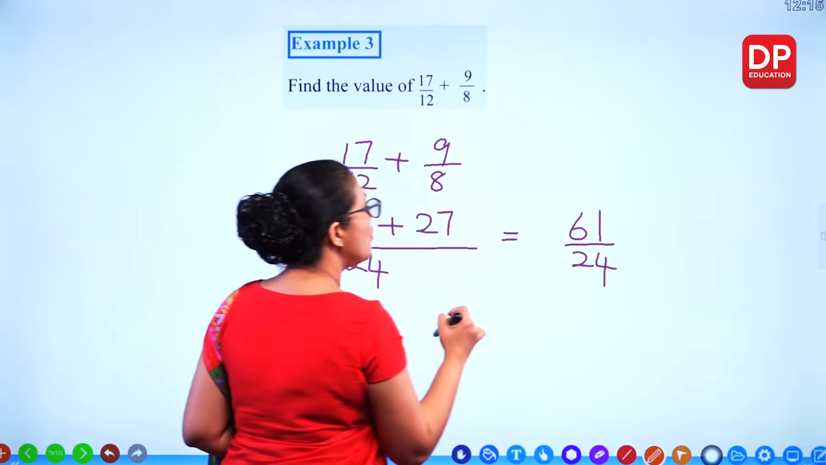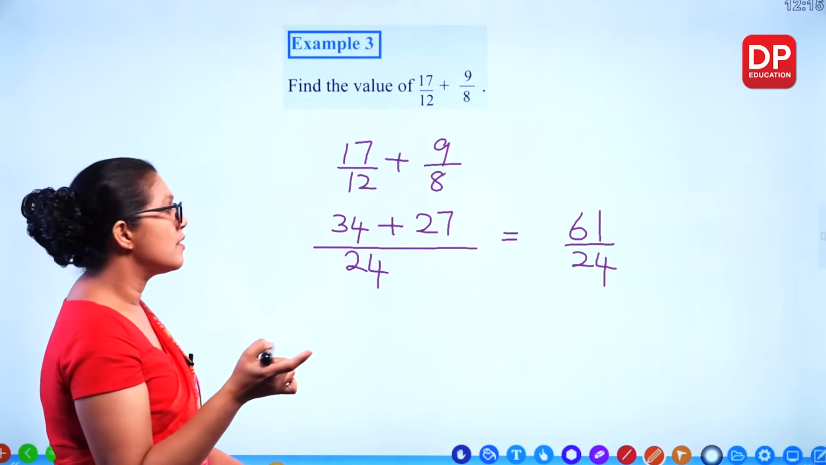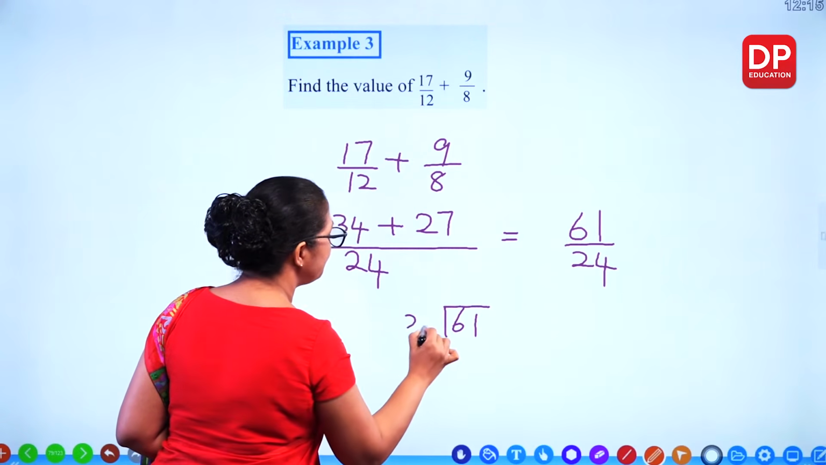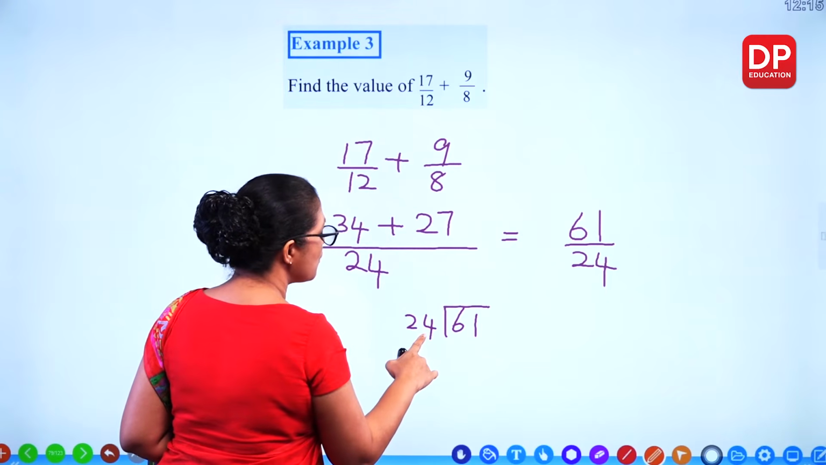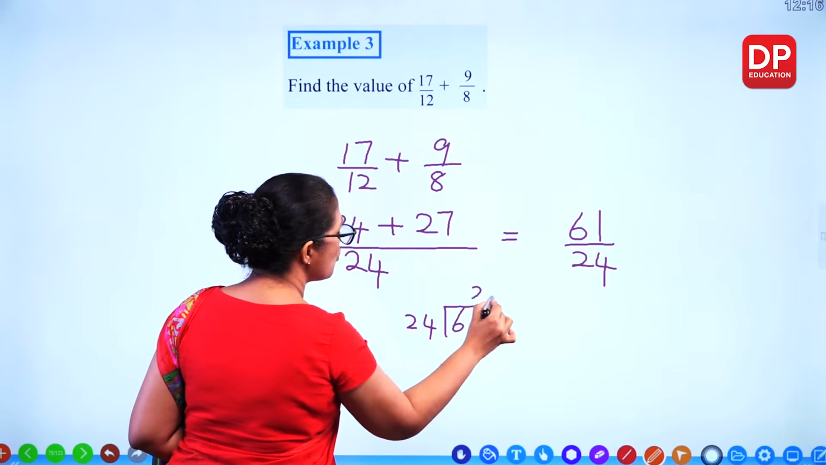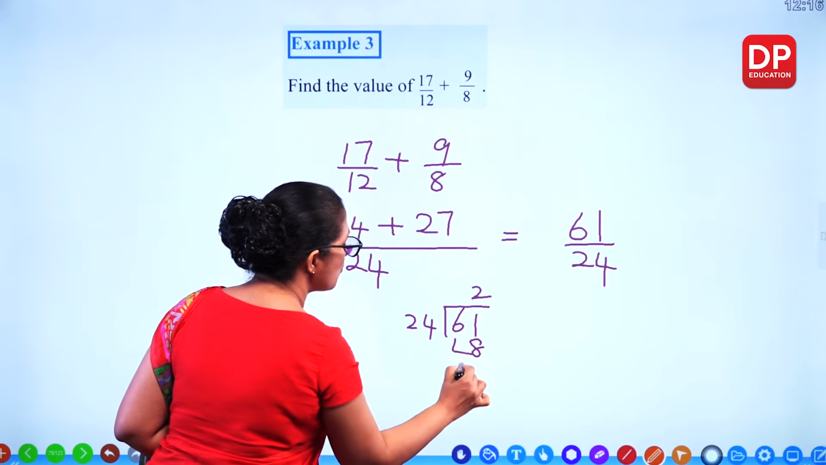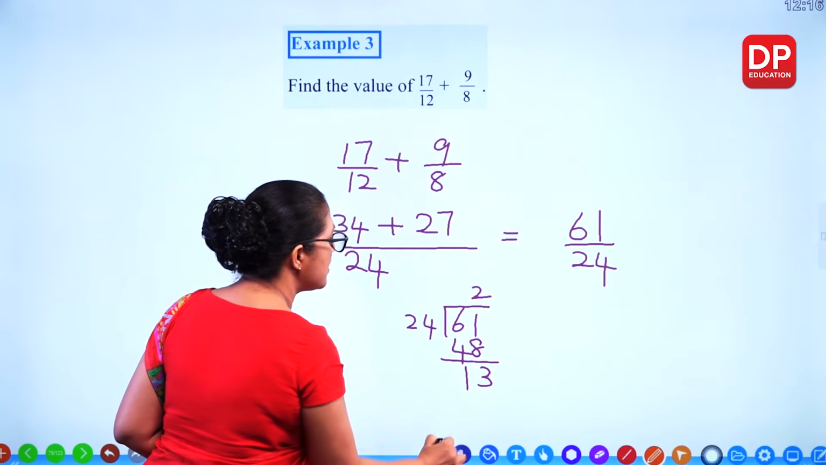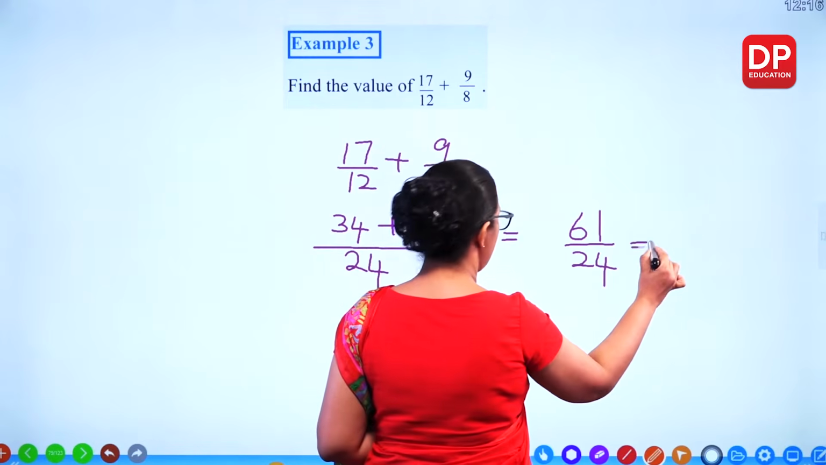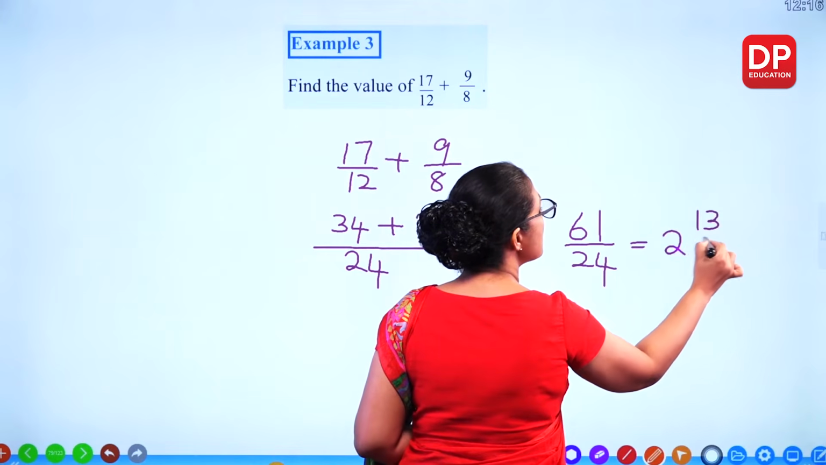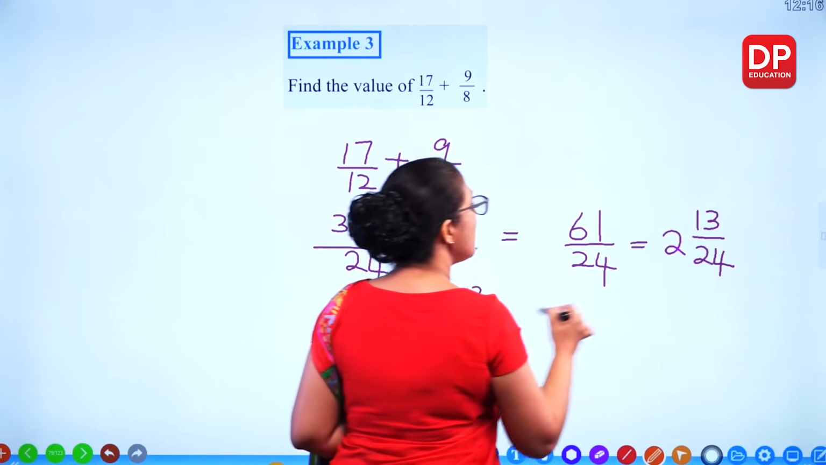Now, this is an improper fraction. Convert to a mixed number. 61 divided by 24. 24 times 2. That's 2. 2 times 4, 8. 2 times 2, 4. You get 48, and 13 remaining. So we can write this one as 2 whole parts, 13 out of 24.